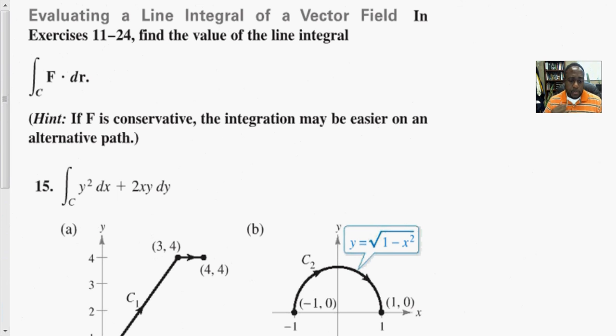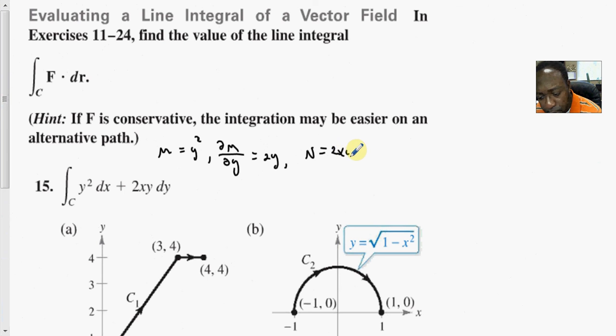And we hope that here f is conservative. Well, let's examine. So here, m is y squared. The partial of m with respect to y is 2y. N is equal to 2xy. The partial of n with respect to x is 2y. Yay! f is conservative.